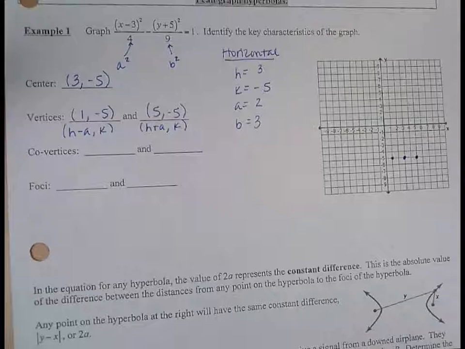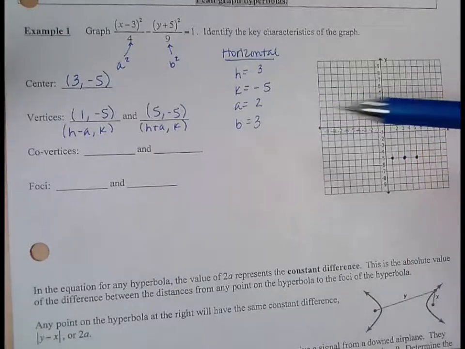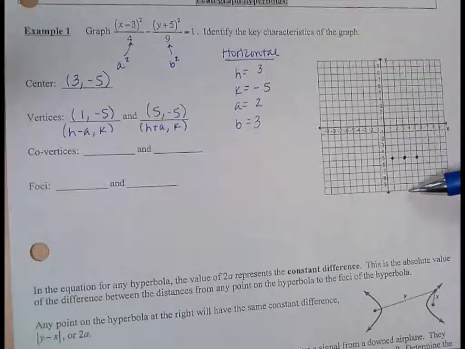And some of you, I know on your quiz you were labeling, like putting V's next to the vertices and things like that. That's fine. If you label things on your own graph when you're graphing it so you remember which is which, that's fine with me. Co-vertices, again, use the formulas, or they are up and down from the center in a horizontal hyperbola, at a distance of b, so you could go up 3, down 3 to plot your points, or use your formulas to get your points.